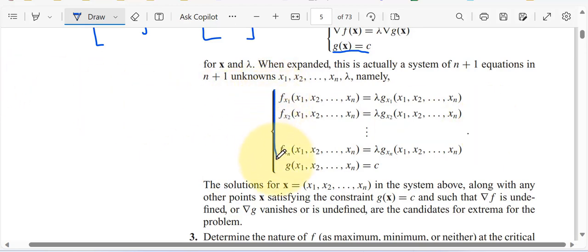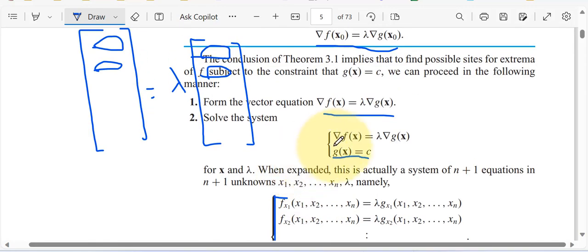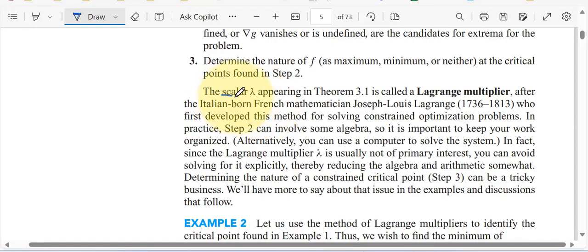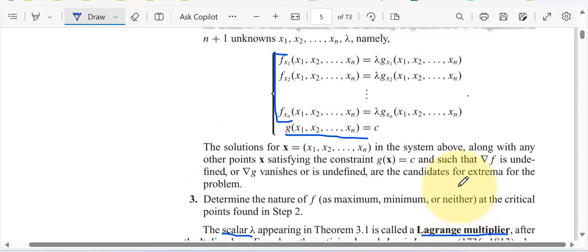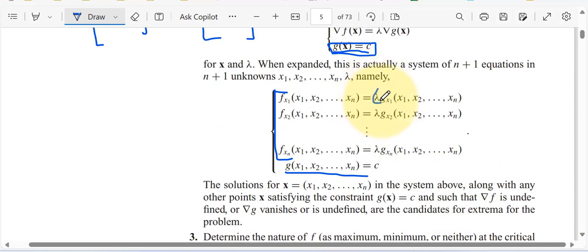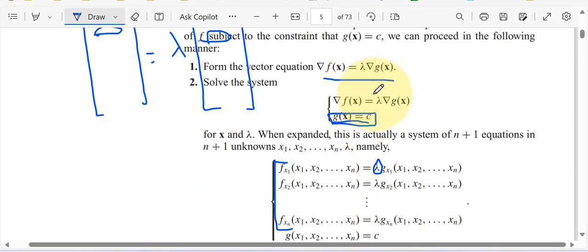So we get these n equations, and then we have our constraint, just like here. We have the constraint as well as one last equation. And then she says that this scalar is called the Lagrange multiplier. It's named after the person who discovered this in this time. So that's this lambda here, all of these lambdas. That's called the Lagrange multiplier.